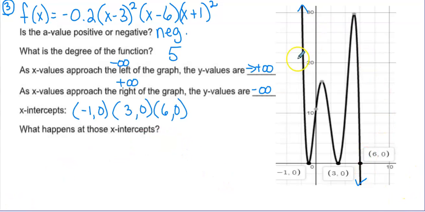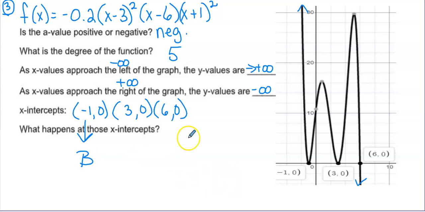Okay, so this is what it should have looked like when you graphed it. The degree is 5, and the a value is negative. And what I'm noticing is that on the left of the graph, the y values are increasing, going towards positive infinity, and on the right side of the graph, they're decreasing, going toward negative infinity. At the x-intercepts, I put them in order from here. So the x plus 1 x-intercept is negative 1, and it bounces.